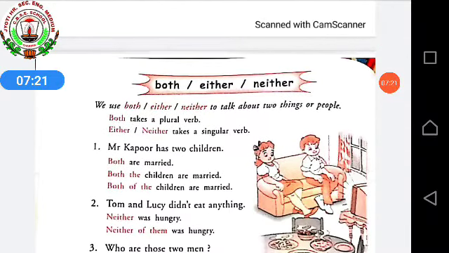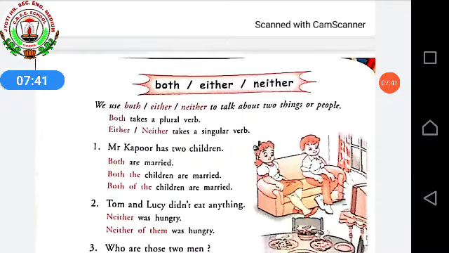Both, either, neither. We use both, either, neither to talk about two things or people. Both takes a plural verb. Why does both take a plural verb? Because two people are there. For one we use person, and for two or more than two we use people.